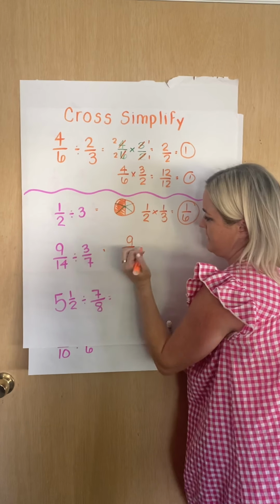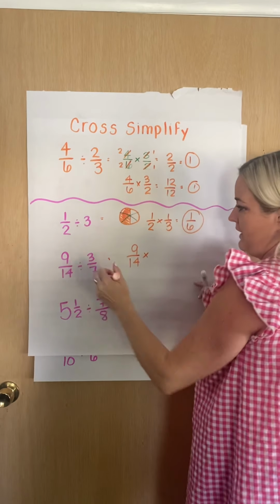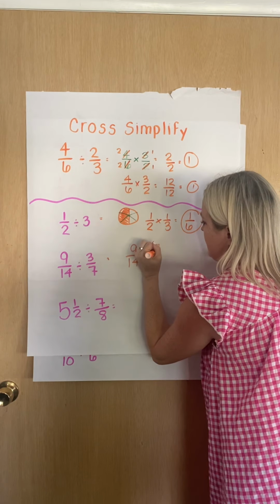And then I'm going to change my sign. And then I'm going to flip my 3/7 to 7/3, my reciprocal.